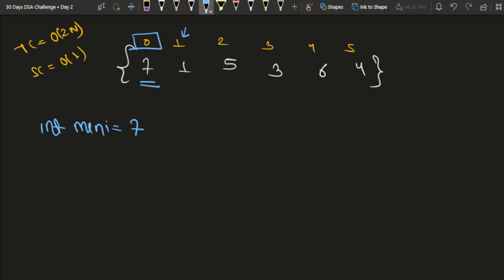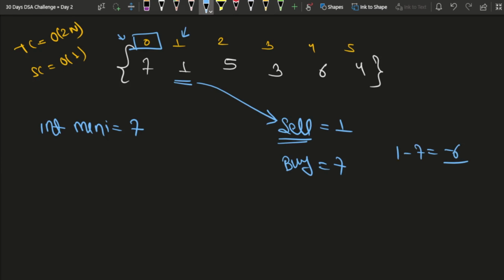Okay, so now let's say I am at index number 1. Just think in this way: if I decide to sell this stock on day number 1, how much money will I get? I'll get 1 rupee. But for selling, I have to buy that stock also. So let's say I buy the stock at index number 0. My buy was 7, and what will be my profit? Profit will be sell minus buy, which is minus 6, a negative value, so it signifies that we made a loss.